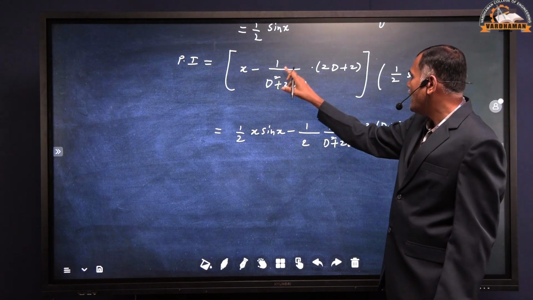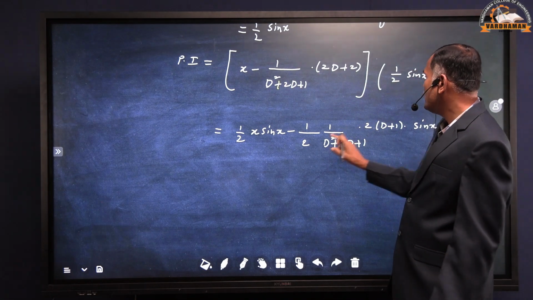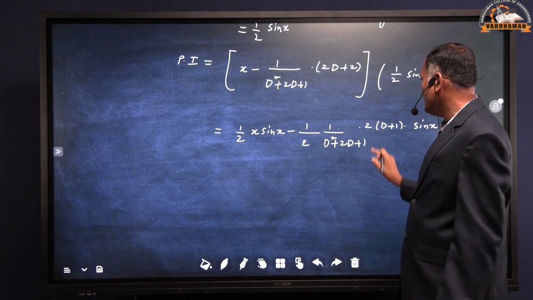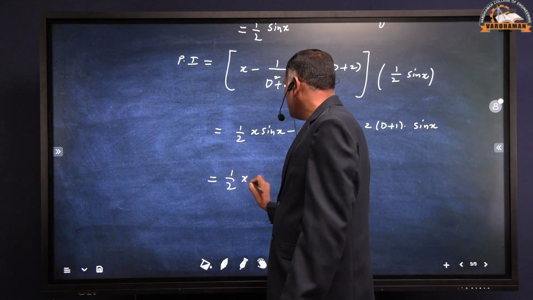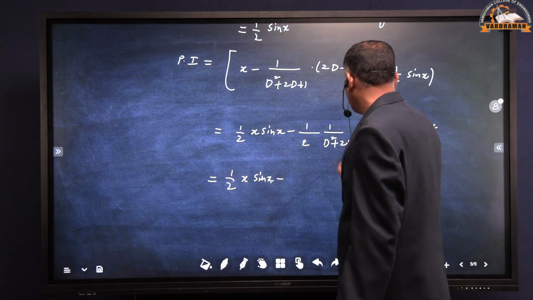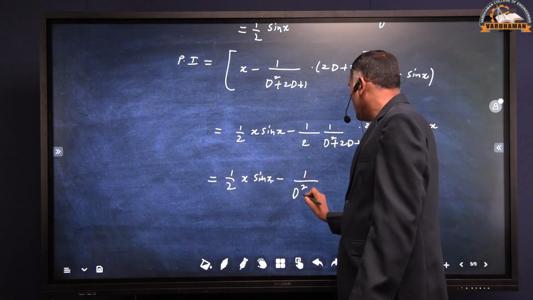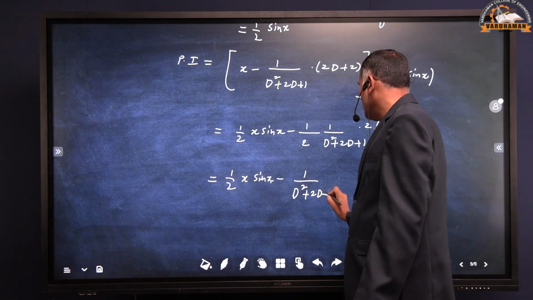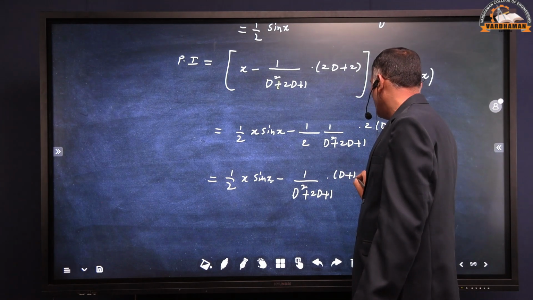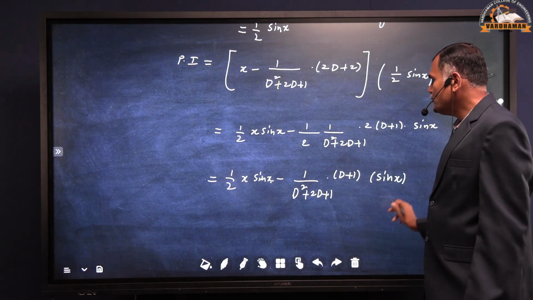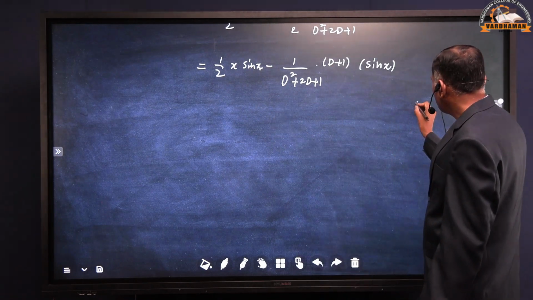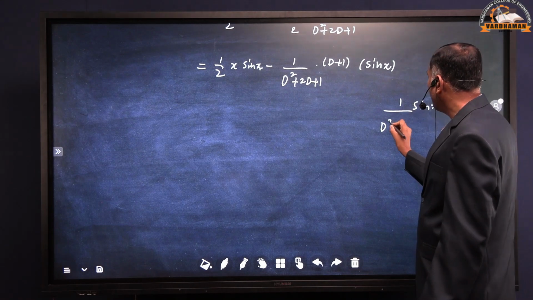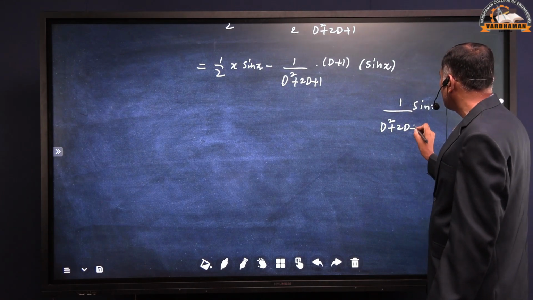Now here I am writing this as it is, 1 by 2, sin x I am writing. This 2 can be cancelled. We need to simplify further. 1 by 2 x sin x minus, 2 can be cancelled, 1 by D square plus 2D plus 1 into D plus 1 of this sin x. Now let us find the PI of this part. Let us find the PI of this one. Now the PI of this one can be found using one of the previous methods.